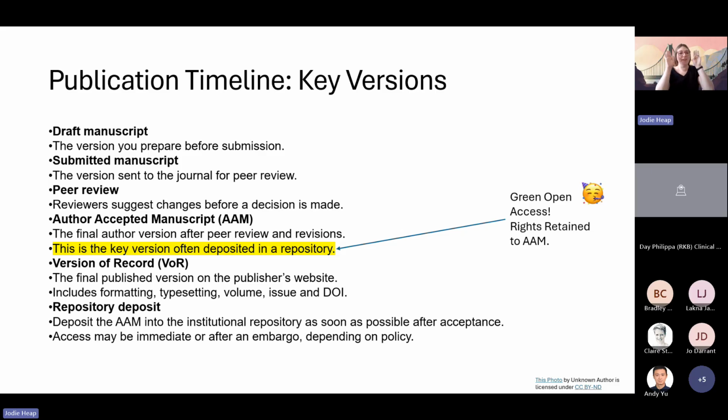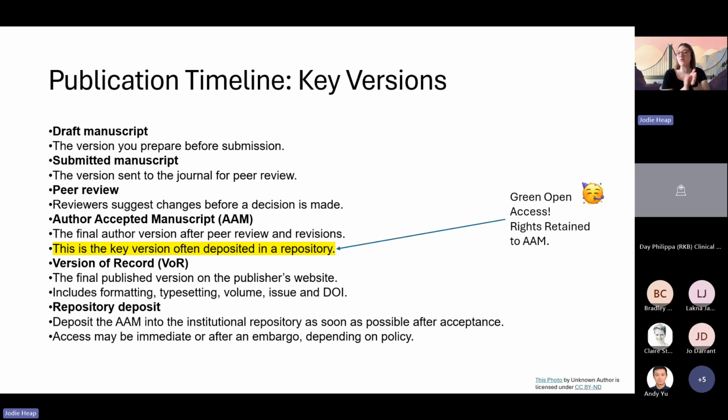But anyway, right, so timeline. You've drafted your manuscript, you've got your version, you submit it to the journal title that you are interested in. They accept it, they send it through to peer review, they send it back, you have your changes, all good, it's been accepted and peer reviewed. This is your author accepted manuscript.